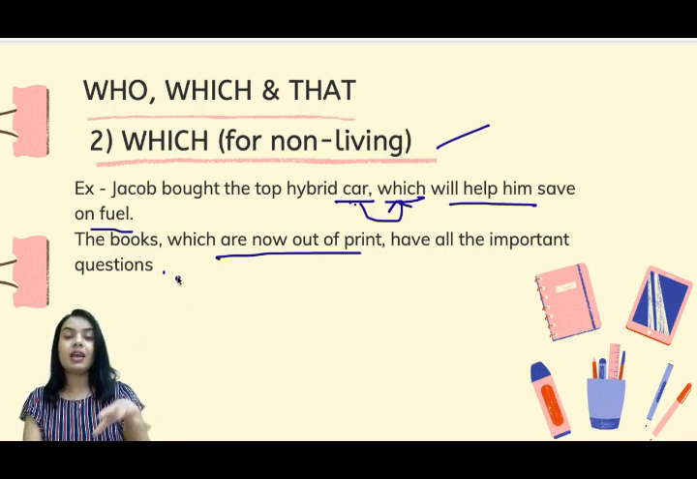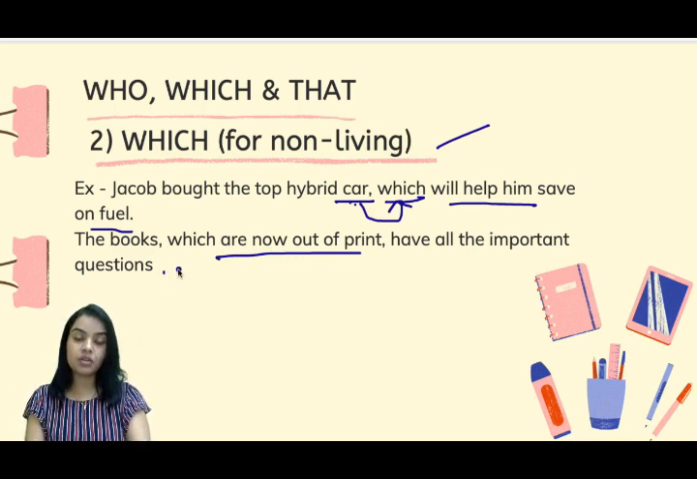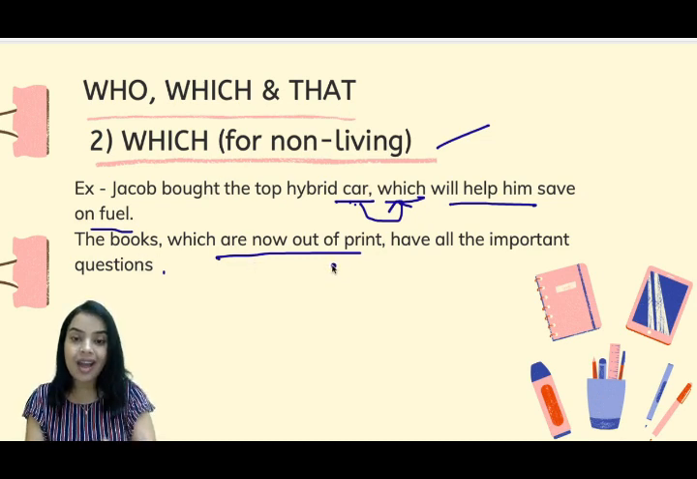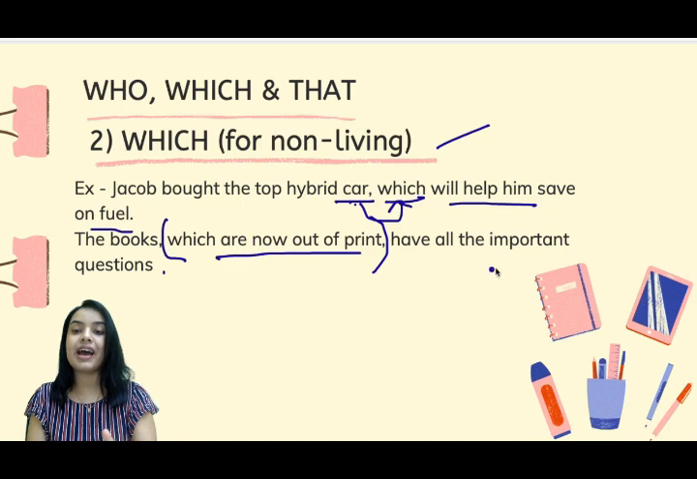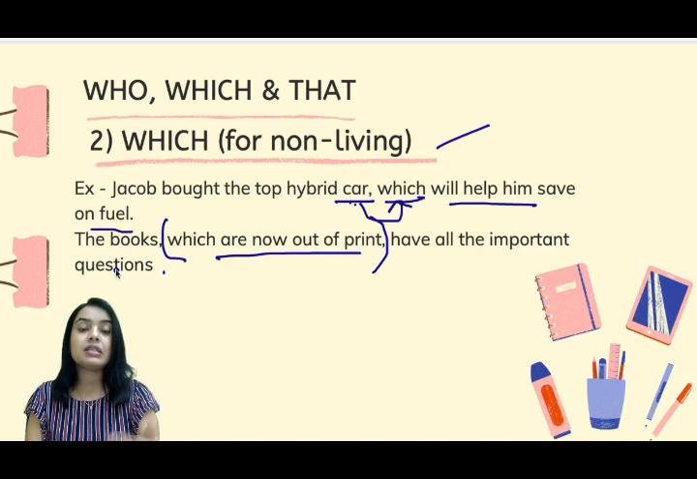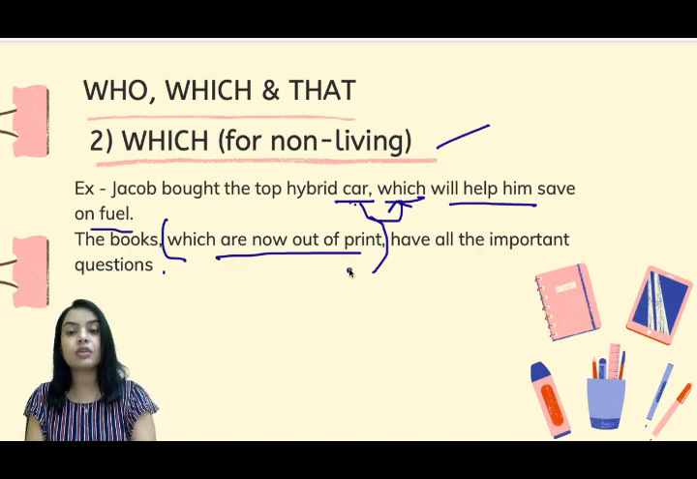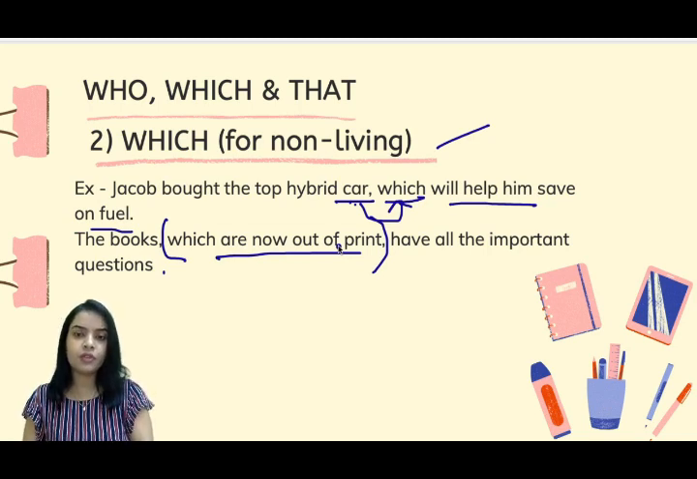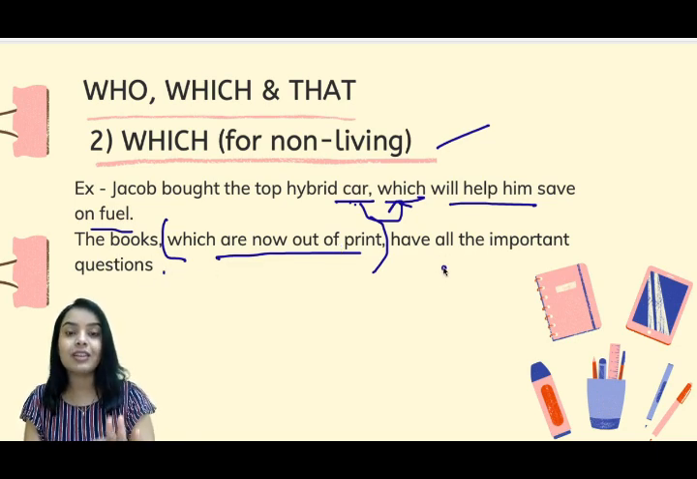Now we see there are a number of books, let's say there are 10 books, and these which are now out of print. This is again additional information. Ultimately, I want to say there are some books, and these books have all the important questions. But I am just giving you extra information, saying the books which are now out of print. This is the current situation, and I want my listener to be clear about it. If the person wants to purchase or read them, you are not going to get them because they are now out of print. But there is a fact that these books have all the important questions.